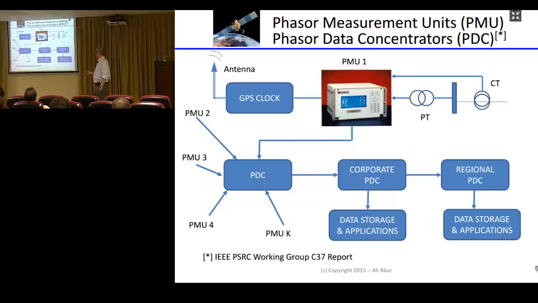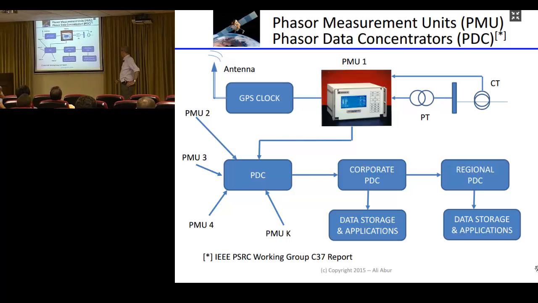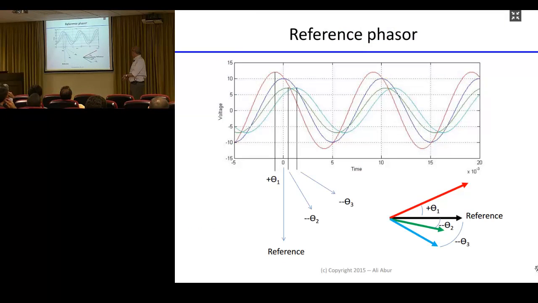And there's a very detailed report on it by the IEEE Power System Relaying Committee, so I'm sure you can find a lot of details in that report if needed. So the bottom line is, you collect these samples, and from these samples you create corresponding phasors which will look something like this.